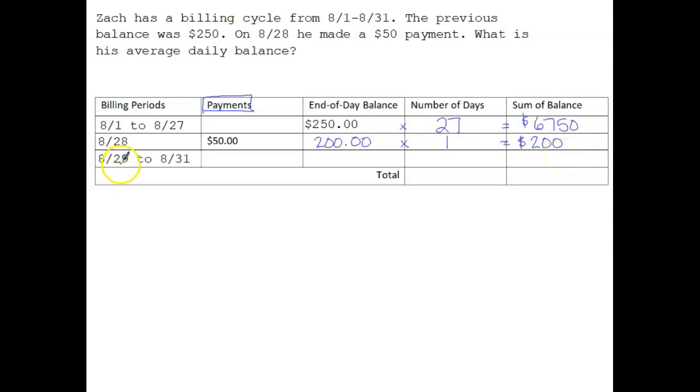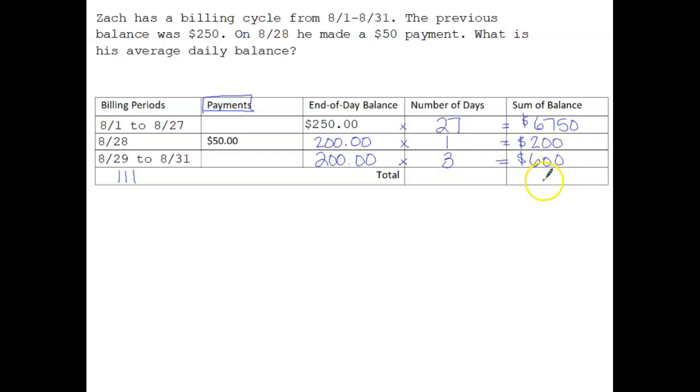And then for the last one, we have August 29th, August 30th, and August 31st. There were no payments made, so this balance here is going to be the same as this balance up here. And you can see we've got 3 days, so I just kind of tallied 829, 830, 831. So there are 3 days here where our balance was $200. So again, we're going to multiply these two together, and that's going to tell us this amount right here.